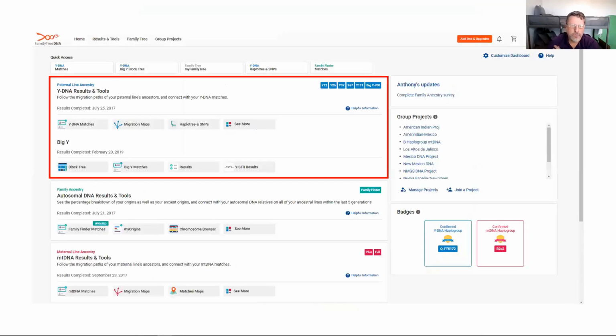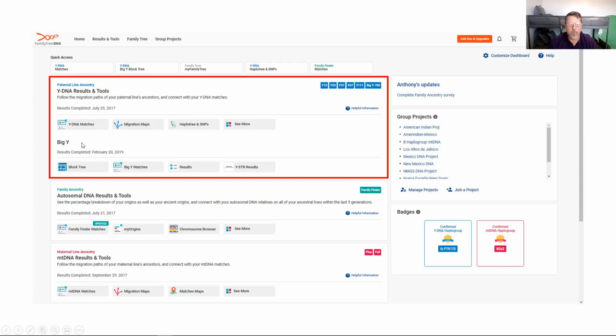All right, so like I said, we have two types of DNA products. You have the lower level DNA that does not use SNP mutations, and that's the Y12 through Y111. And you can't even buy the Y12 or Y25 anymore. Those are obsolete. You really start at like the Y37 is your entry.